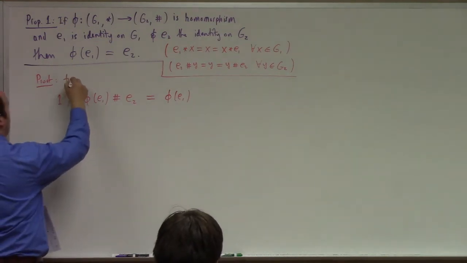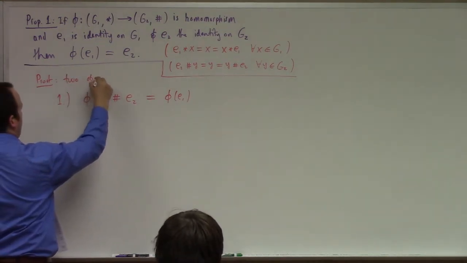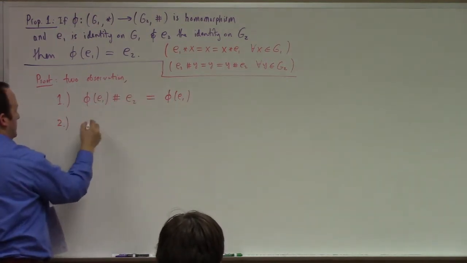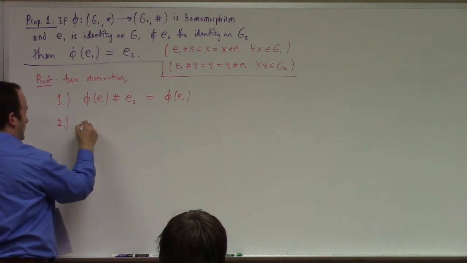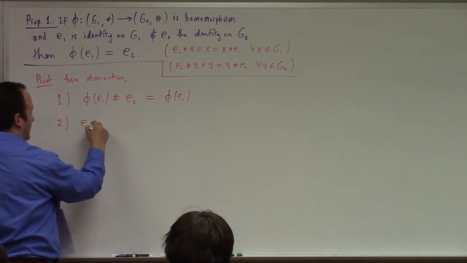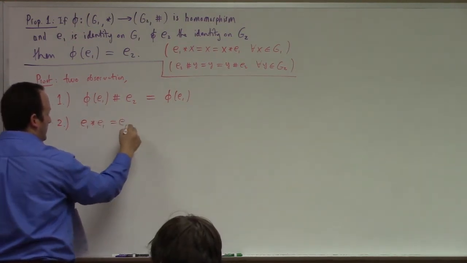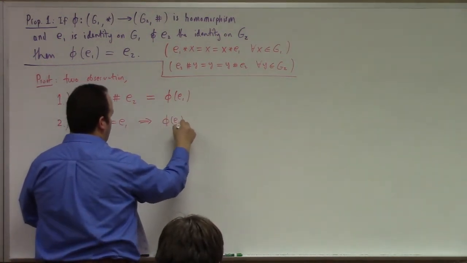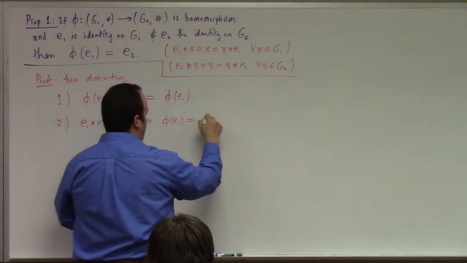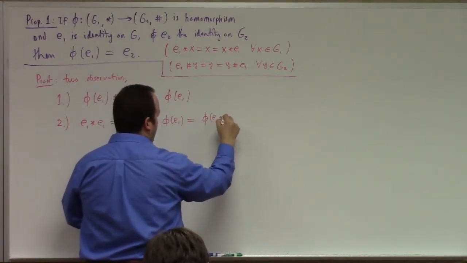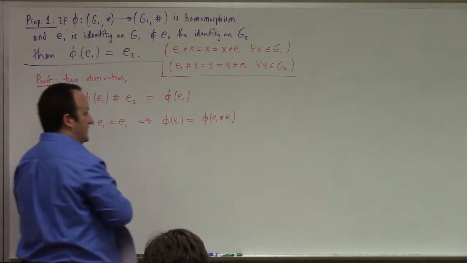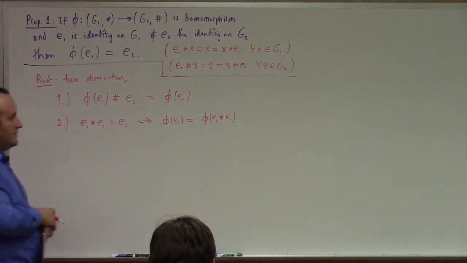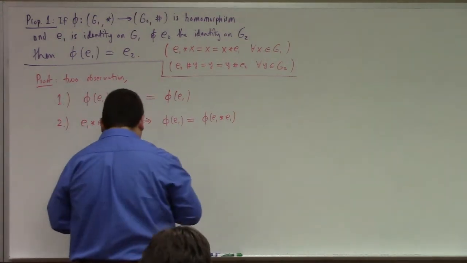Two observations. What's my second observation going to be? Well, we know that E1 star E1 is equal to E1. So that implies that phi of E1 is also equal to phi of E1 star E1, because those are equal. But then by the homomorphism property, which I'll do in blue, what do we got?